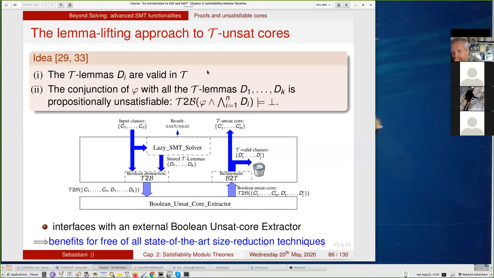Is this clear? Yes. If D1, ..., DK are all the theory lemmas that the SMT solver has produced when finding unsatisfiability, then the Boolean abstraction of phi plus the theory lemmas is unsatisfiable in the Boolean case. And the reason is exactly that the SAT solver of the SMT solver has produced a resolution proof of false from part of the original clauses plus those theory lemmas.